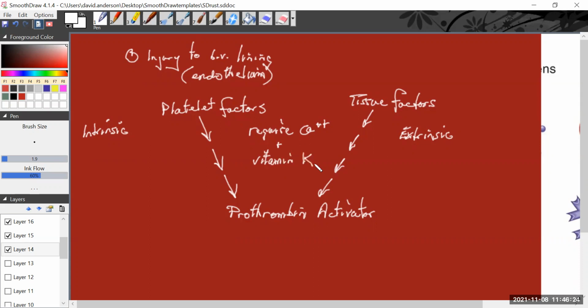We'll just throw this one in as well, vitamin K. So the two big requirements in order for blood clotting to be successful are enough calcium and vitamin K. And the goal of the two pathways is to ultimately form prothrombin activator. In other words, we can form prothrombin activator from two directions, but when both directions are working, it's better.